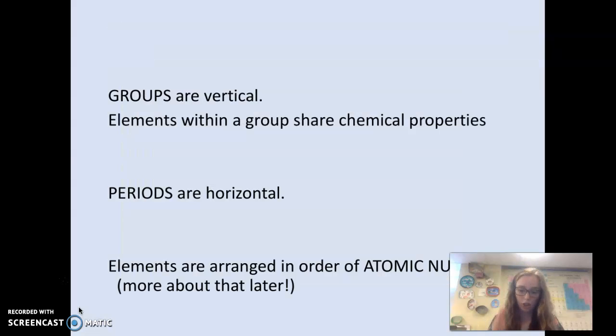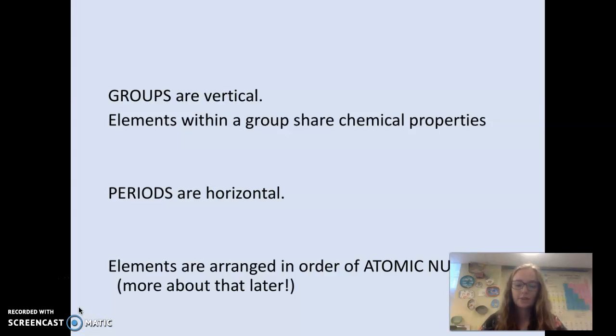Groups are vertical, and elements within a group share chemical properties. So you're going to want to make sure to write this down. And then periods are horizontal. I like to think about this as if I were to write my class schedule, I would write period 1, period 2, period 3, and then I'd have my class next to it. So those are all horizontal, my periods, or if you looked at your schedule on PowerSchool.